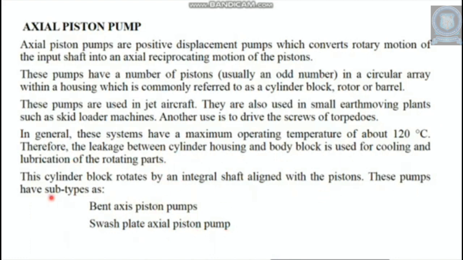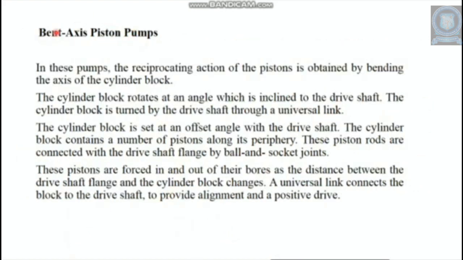These pumps are again divided into two types: bend axis piston pumps and swash plate axial piston pumps. Bend axis piston pump, that you can see now. In these pumps, the reciprocation action of the piston is obtained by bending the axis of the cylinder block. The cylinder block rotates at an angle which is inclined to the drive shaft. The cylinder block is turned by the drive shaft through a universal link. The cylinder block is at an offset angle with the drive shaft.